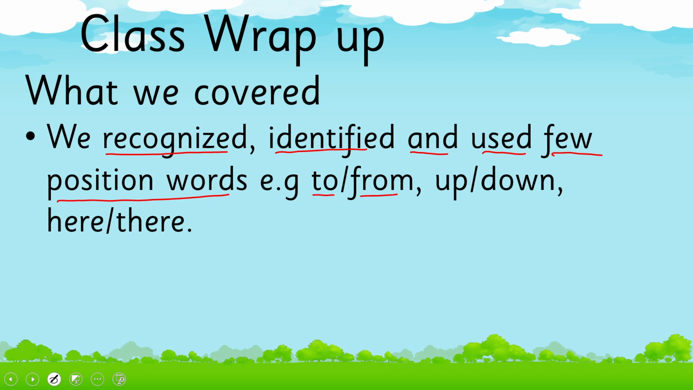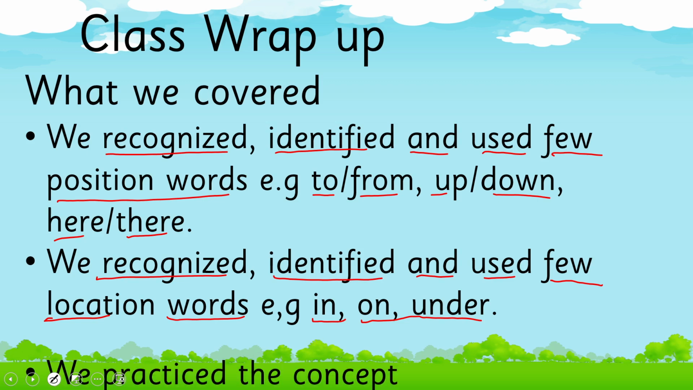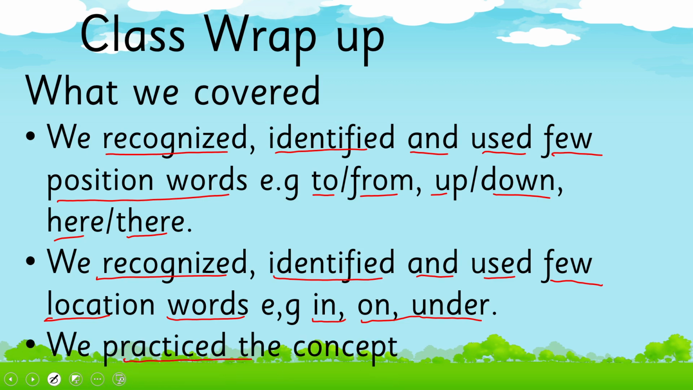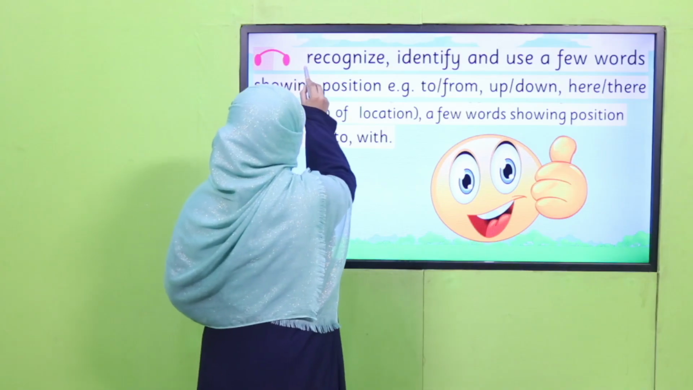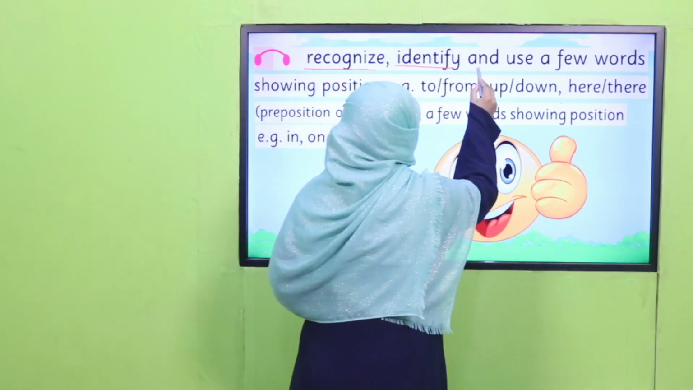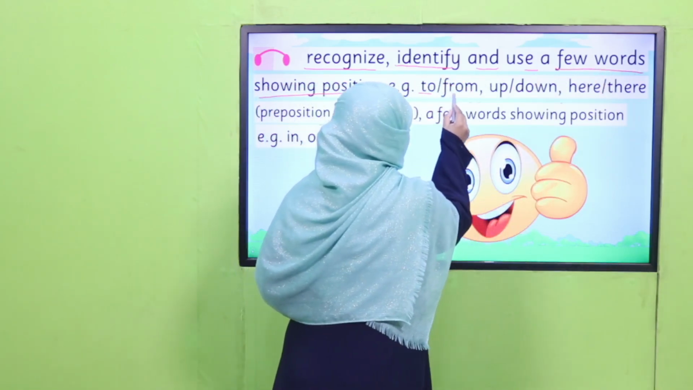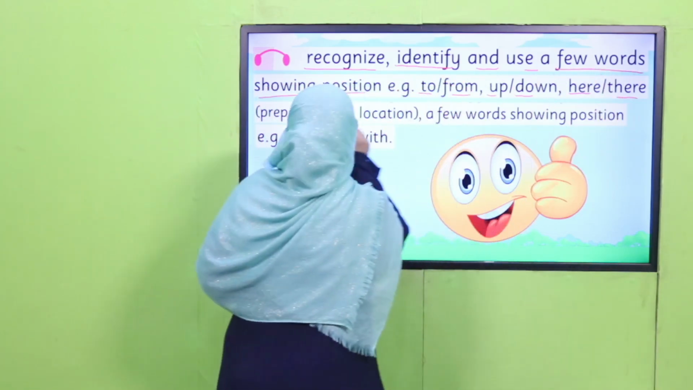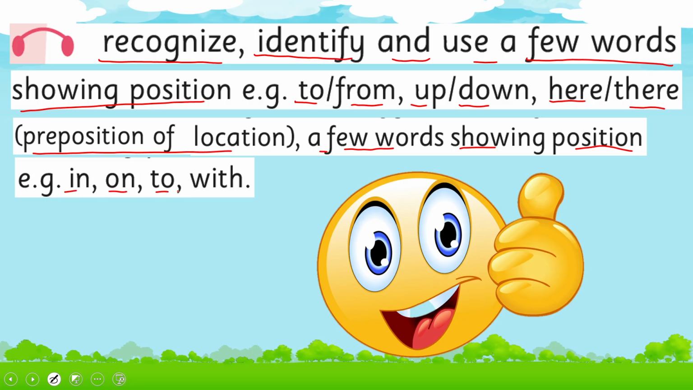So what we have learned today, we recognized, identified and used a few position words, for example, to, from, up, down, here, there. We also recognized, identified and used a few location words, for example, in, on, under. We also practiced the concept. And we achieved today's SLO, that was to recognize, identify and use a few words showing position, for example, to, from, up, down, here, there. Preposition of location, a few words showing position, for example, in, on, to, with.